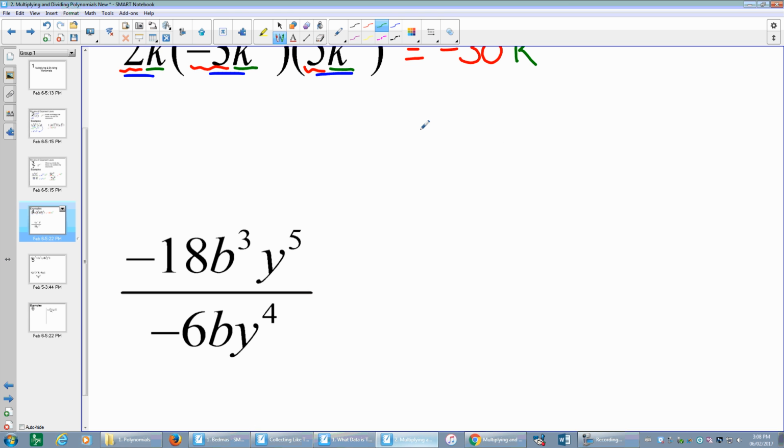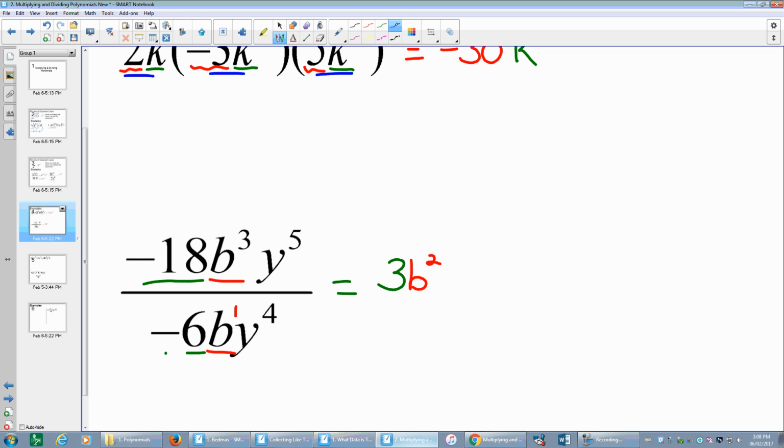Okay, when I go to my next example here, again, I have some coefficients, so I'm going to take care of my coefficients. Negative 18 divided by negative 6. When I plug that into my calculator, I get positive 3. Now I look at my bases. I find like bases. I have a b cubed here and a b to the exponent 1. Well, I'm dividing, so I know I'm going to have a b. When I divide, I subtract my exponents, so that's 3 minus 1, which gives me 2.